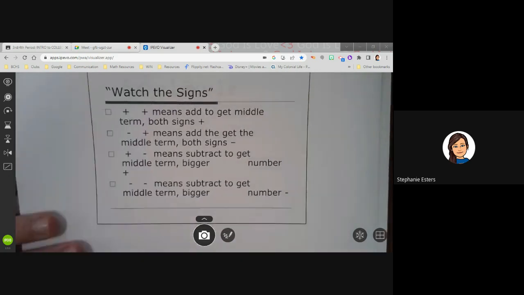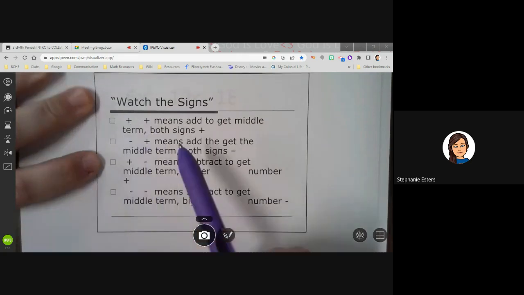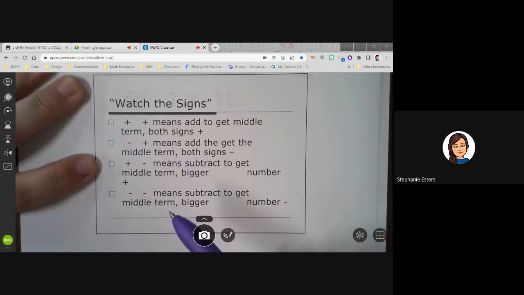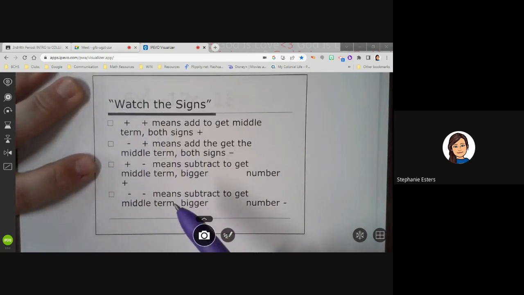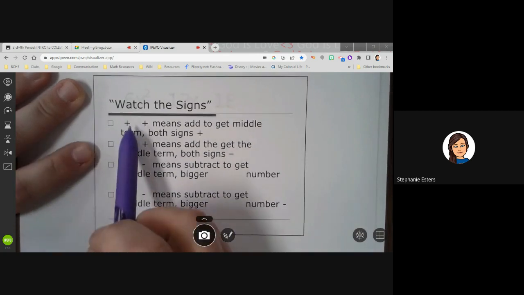So this is that little signs cheat sheet that I was talking about. Some students like this, some students don't. I personally don't really use it very much, but I know that it has helped some of my students in the past. And I don't really know what's going on with the typos there.